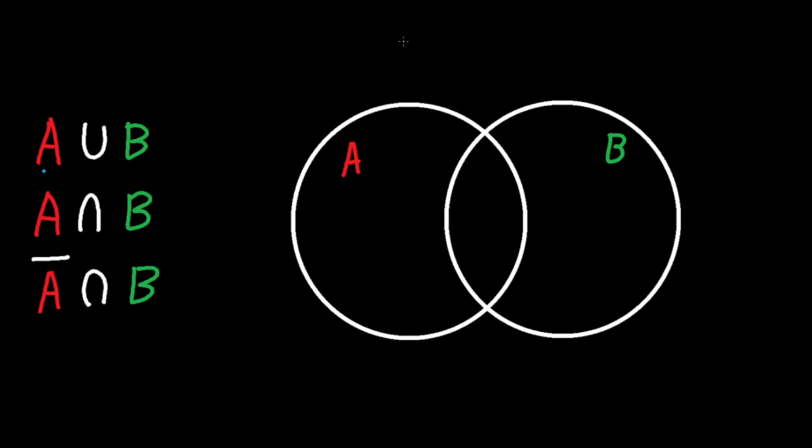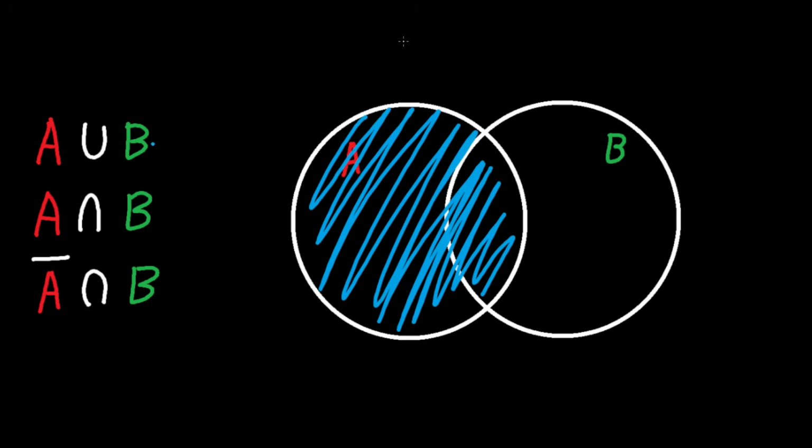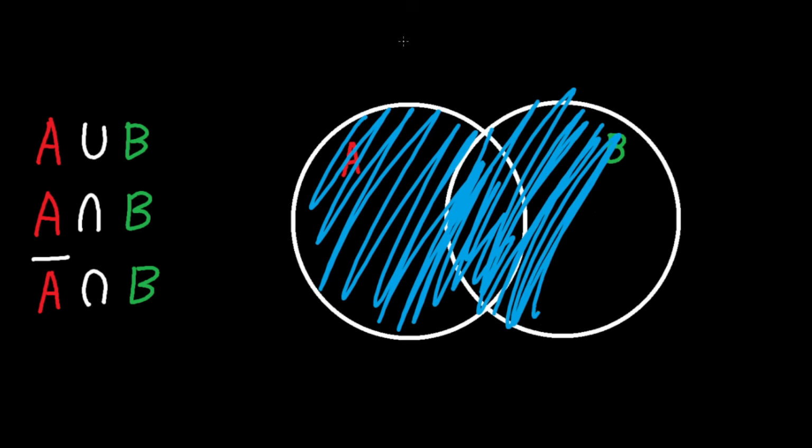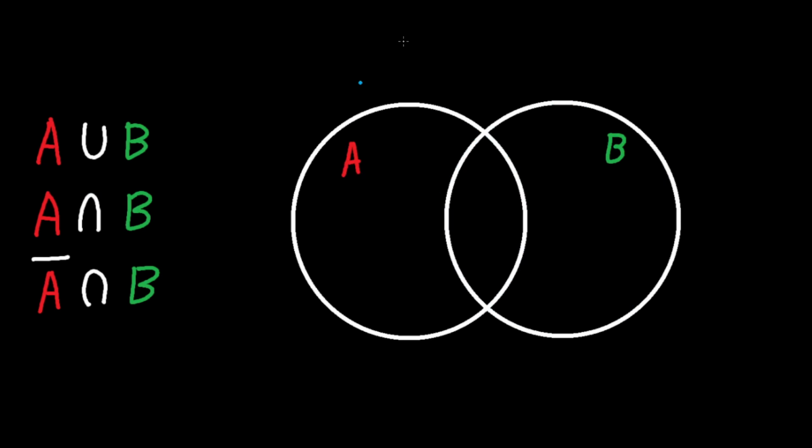So we need to shade in A, right? And we can also shade in B. And we can combine these two together to get this area. So this right here, if you get this on an exam and you wanted to shade in A union B, and you shaded in both the circles, good, you got full points for that.